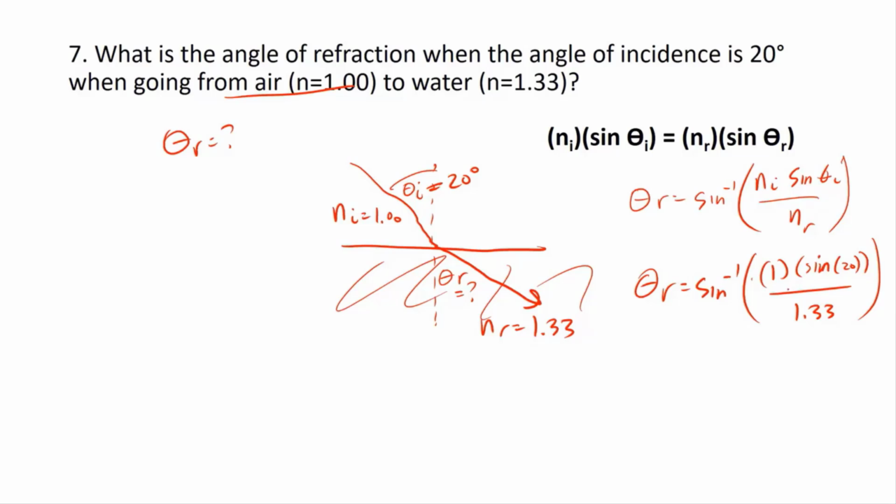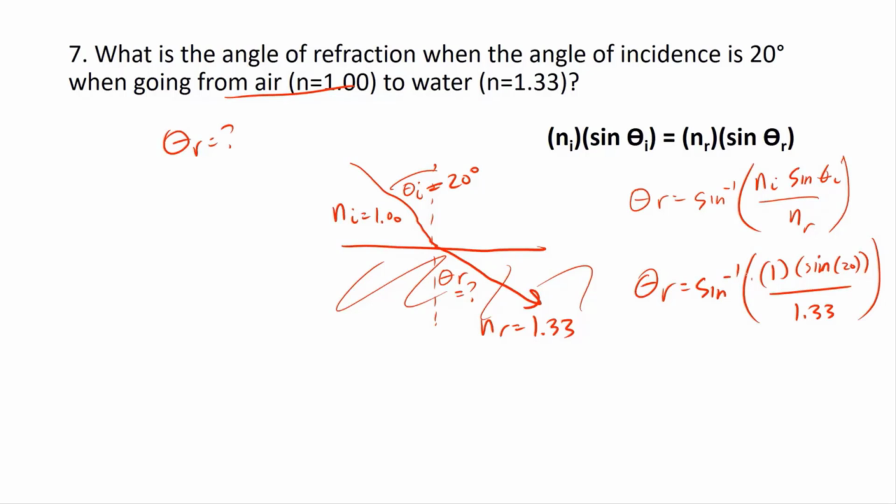I like to type in this number first. So I'll type in 1, even though I don't have to because 1 times anything is 1, times sine 20. I'll hit enter, and in my calculator I see 0.342, something, something. I'm going to divide that by 1.33. At this point I see 0.257158. Well, I'm not done yet.